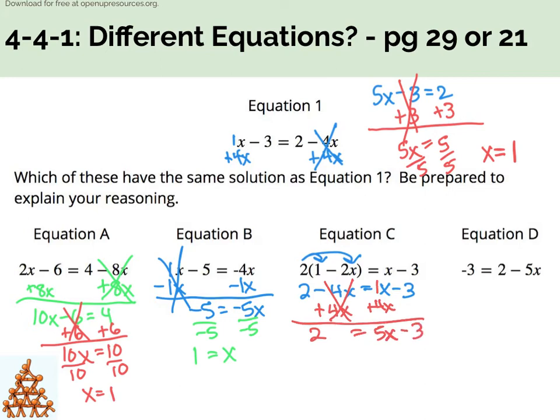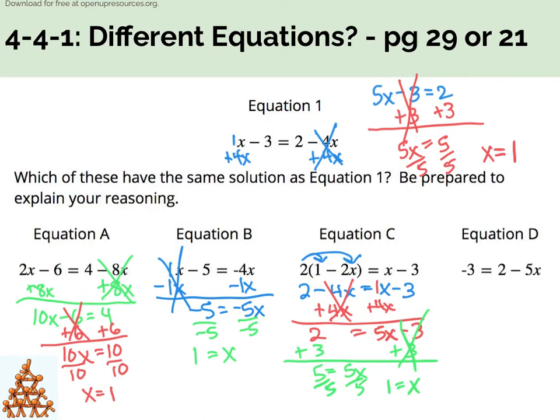And then again, I like to put things together with like friends. So I'm going to put this negative 3 over here. He is negative. Again, I want to make a 0 there. So how do I make a 0? I'm going to add 3 to both sides. 2 plus 3 is 5. Still have my 5x. Positive and negative 3 make zeros. Then I can divide by 5. 5 divided by 5 is 1. So our x also equals 1.